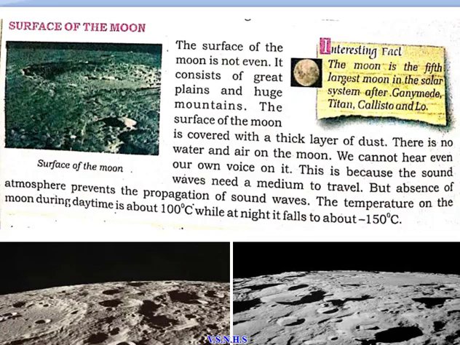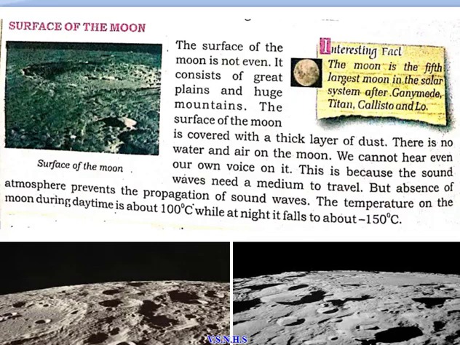The surface of the moon is covered with a thick layer of dust, and our Earth is covered with a thick layer of gases, smoke and water vapor. But in case of the moon, the surface is covered with a thick layer of dust, and there is no water and air on the moon. For this reason, no one can live there, and we can't hear even our own voice on it. That is, if a person standing on the moon starts to talk, he or she can't hear his own voice.